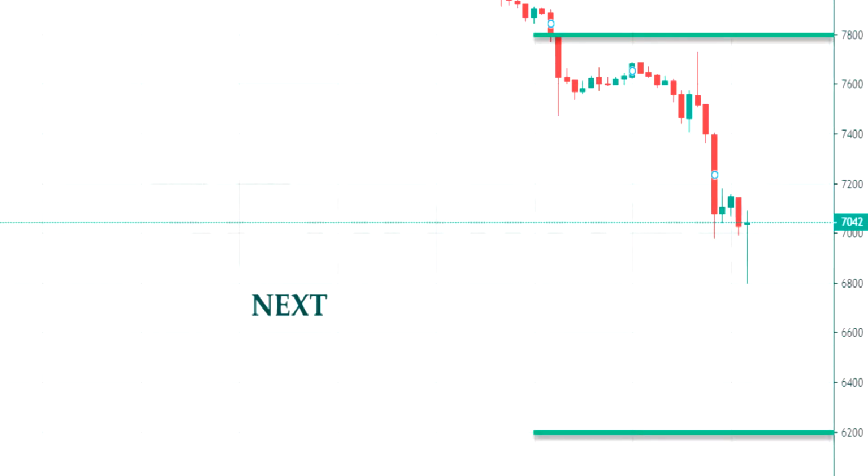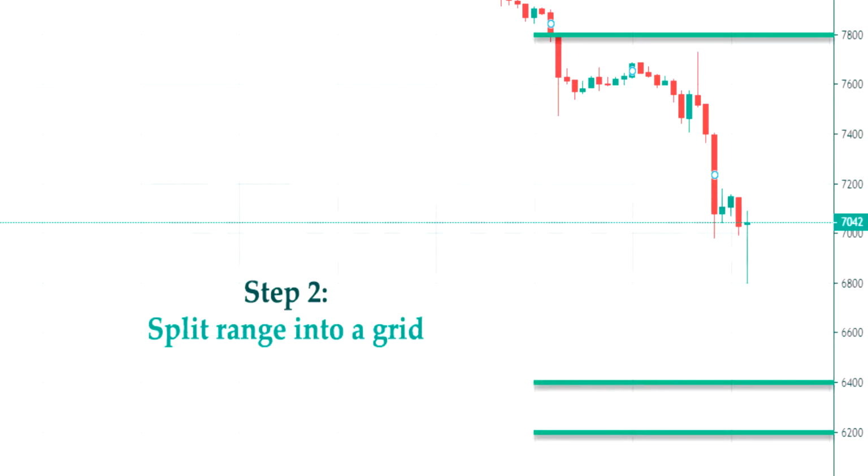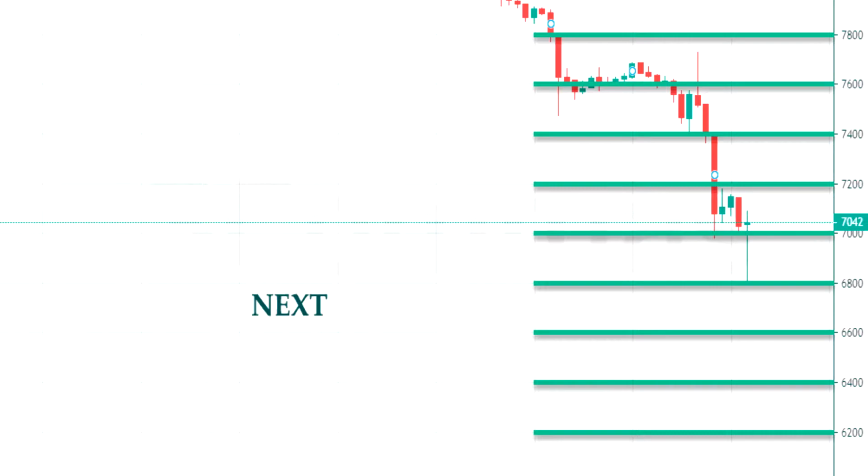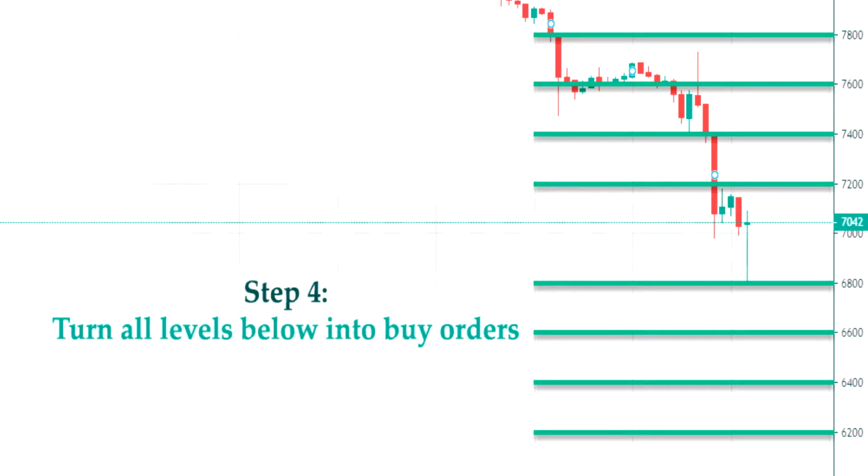The range is then split into a grid that is specified by the grid quantity. After that, the closest level to the current price is being ignored and all levels below the current price are converted into buy orders, while all the levels above the current price are converted into sell orders.